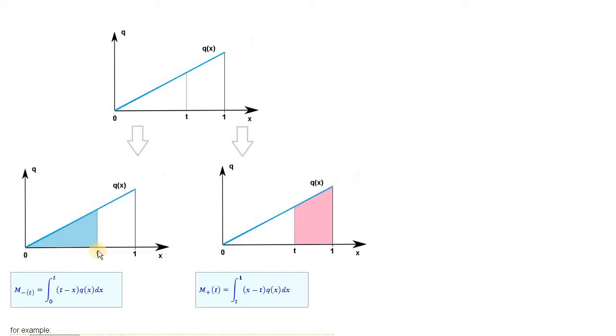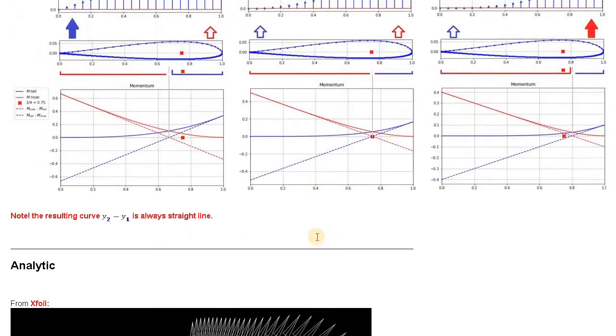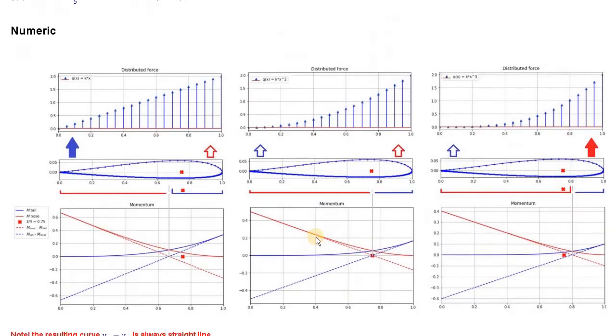And you do this for each point, so t goes from 0 to 1. Basically you do it for this point, for that, and so on. As a result, you will get at each point of the airfoil two numbers. One number is blue, and the second number is red. And you can plot the curve. I have done this already. So basically we're going to have two curves, the red curve and the blue curve.